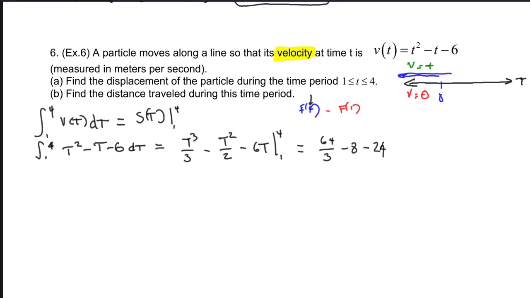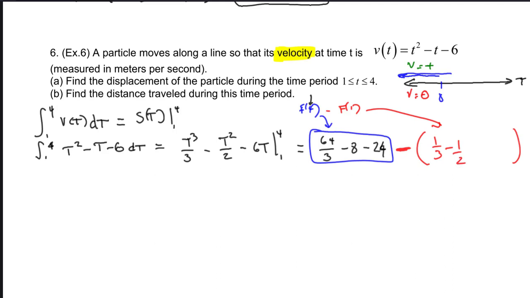That is the F of b part. I'm not done. Now I need to do the other one. Now I'm subtracting. Don't lose that subtraction. It goes on the entire result. Subtract the entire result of this F of 1. I'm going to plug in 1. 1 cubed is 1 over 3. 1 squared over 2 is just 1 over 2. And plug in 1 to 6t and I get 6. Oops, minus 6.